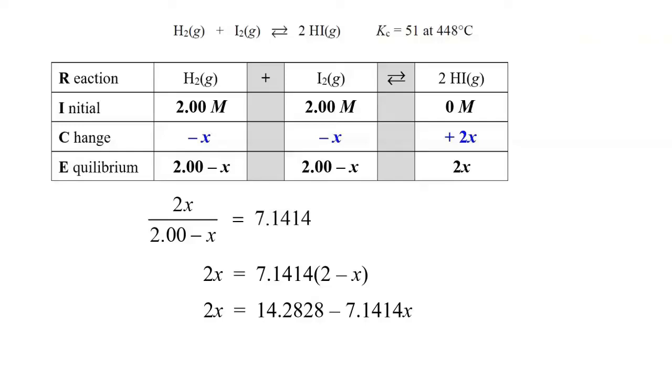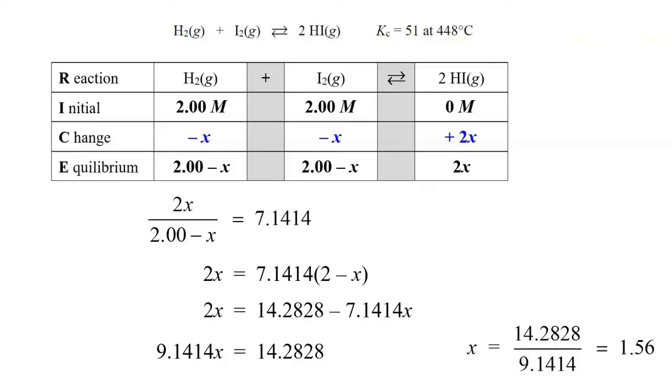So I'll add 7.1414x to both sides. Now I have one more step, which is to solve for x by dividing both sides of this equation by 9.1414. And when I do that, I get that x is equal to 1.56.